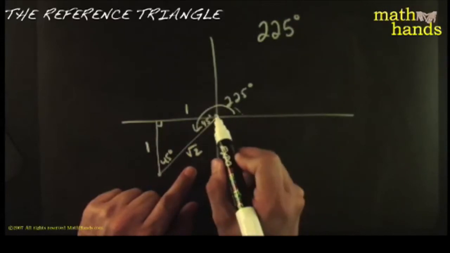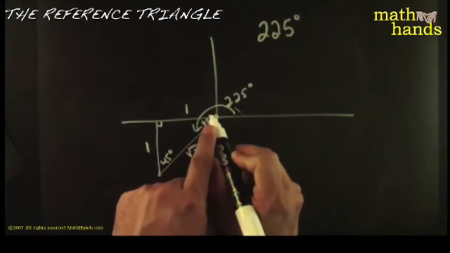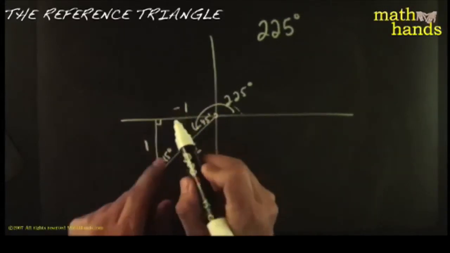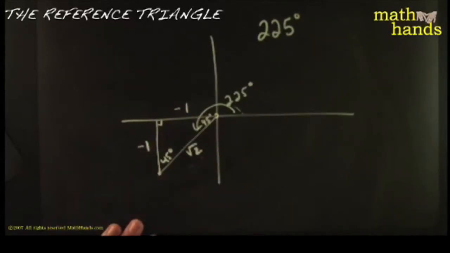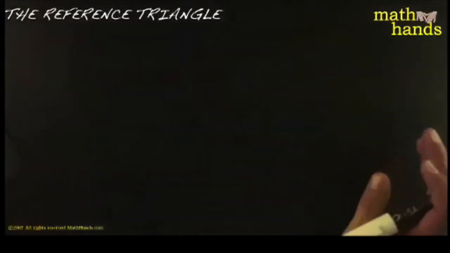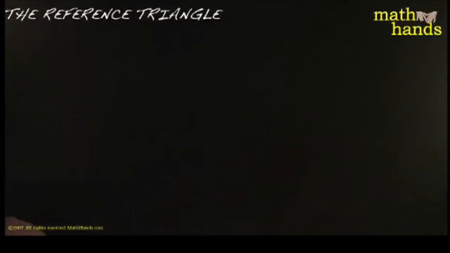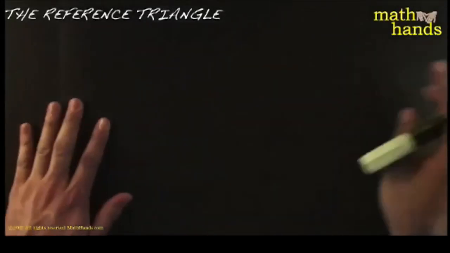Now you include the signs. If from the origin you go left, that's negative, and then you go down, that's negative. That's it. That's your reference triangle for 225 degrees. There's plenty more where that came from. Let's do some other strange things here.